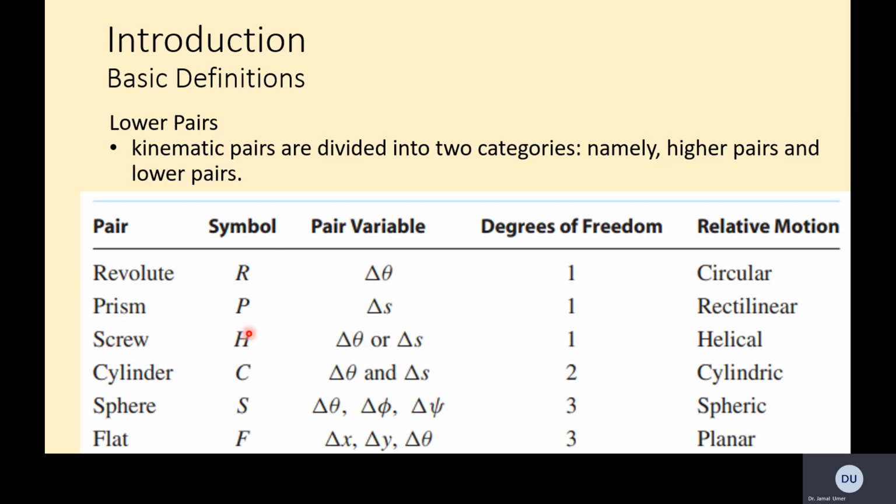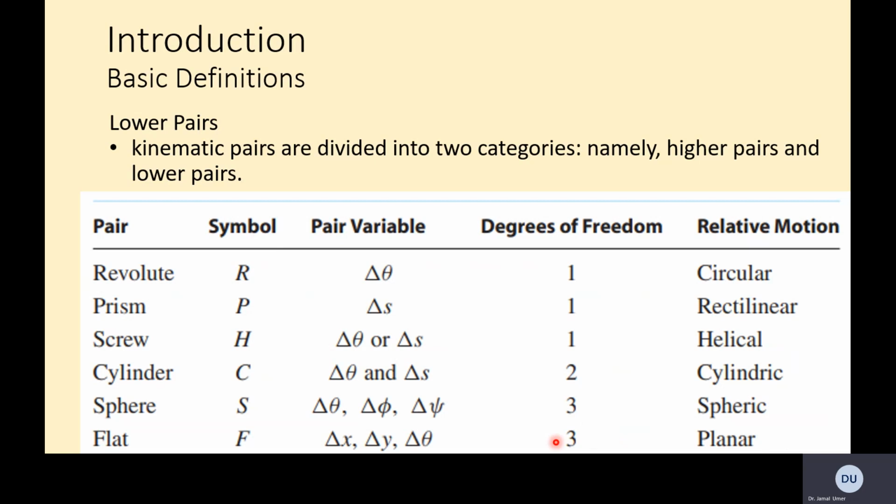Then we have a screw, H, which has delta theta or delta S, not and. Just make sure you understand. So delta theta or delta S, and it also has 1 degree of freedom. It is called helical. Then we have cylinder, which is C, with delta theta and delta S. Two variables, so 2 degrees of freedom. Then we have a sphere, capital S, with delta theta, delta phi, and delta psi, basically 3 angles, so it has 3 degrees of freedom. Then a flat, a relatively less common combination, with delta x, delta y, delta theta, so it's planar and has 3 degrees of freedom as well.